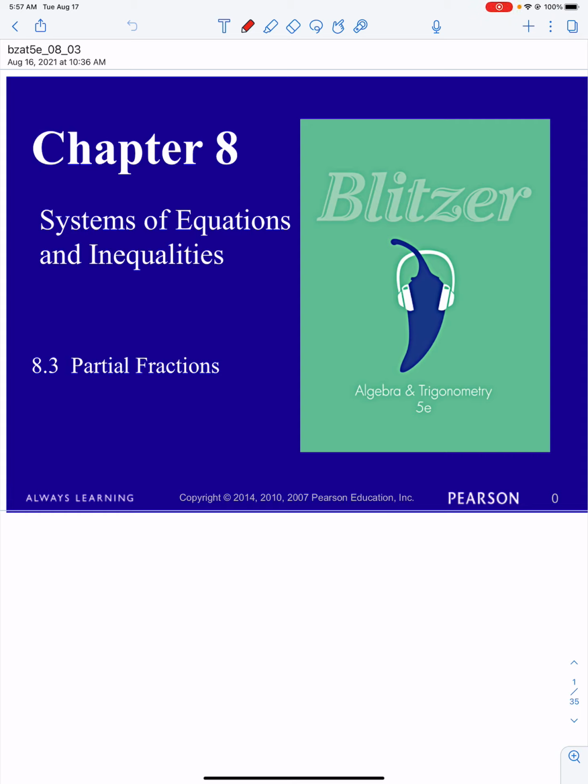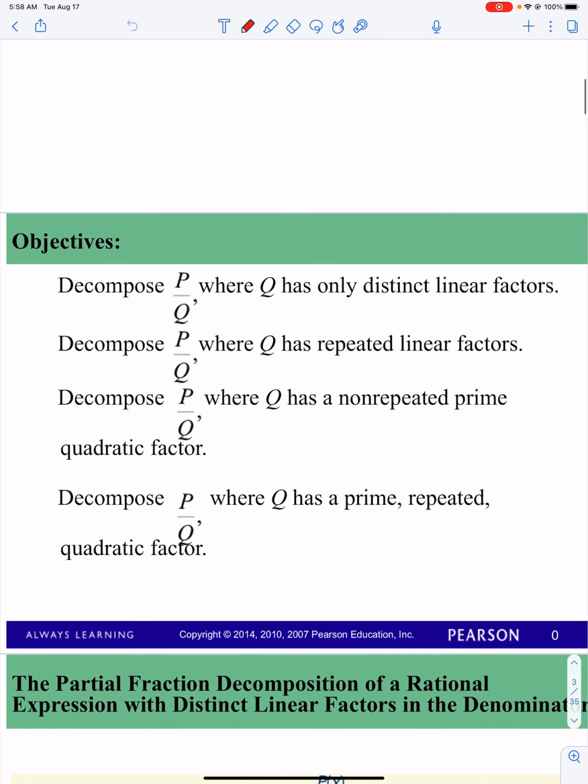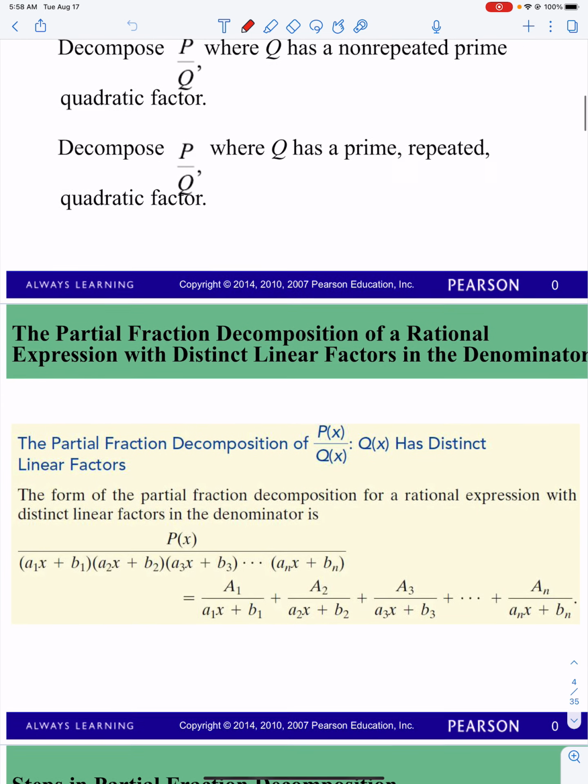Okay, so in this section, we wanted to talk about partial fractions. What will be the partial fractions when we have decomposed fractions that have only linear factors, repeated linear factors, or non-repeated prime factors? We wanted to decompose the fractions into several small factors. That is called partial fraction.